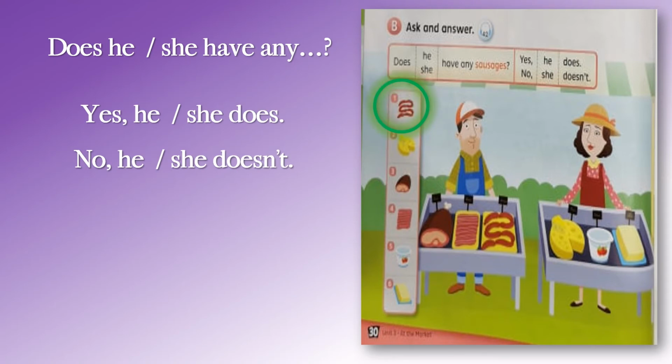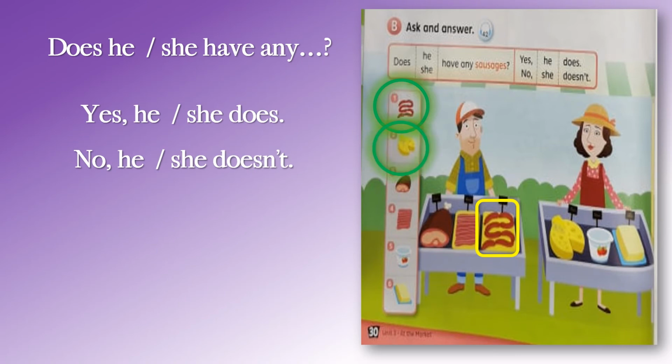Okay, number 1. Does he have any sausages? What's the answer? คำตอบอะไร? Yes, he does. Does she have any sausages? What's the answer? Look at her market stall. มีไส้กรอกไหมครับ? So the answer is no, she doesn't.